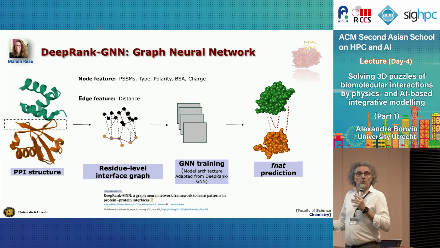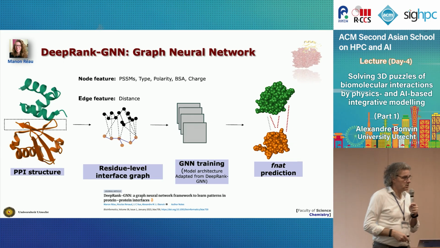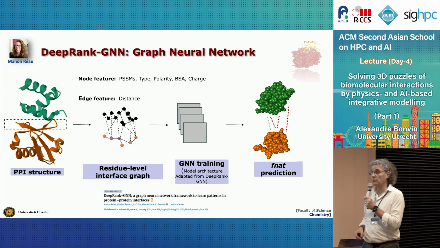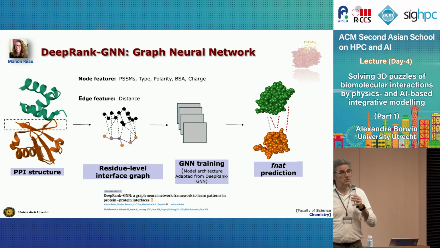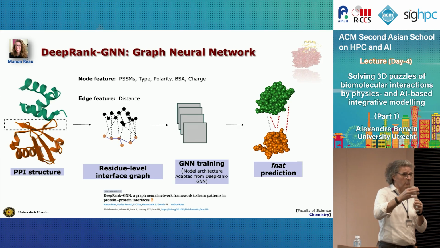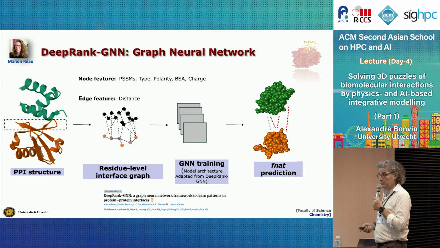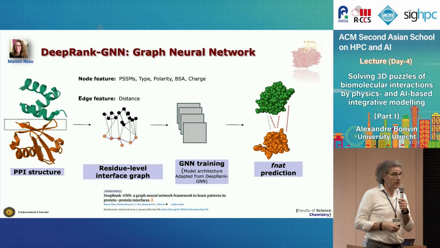We're also doing deep learning. You heard about AI and machine learning yesterday. You heard about graph neural networks, 3D convolutional neural networks. So we started doing 3D convolutional neural networks where we represent the interface of a complex as a 3D image. And then we train a network to distinguish a good from a bad solution. And then we switched to using graphs because graphs are rotationally equivariant, so it's easier for the training.